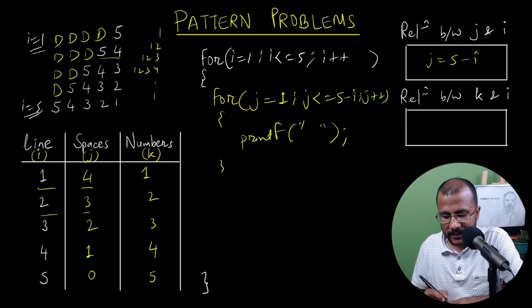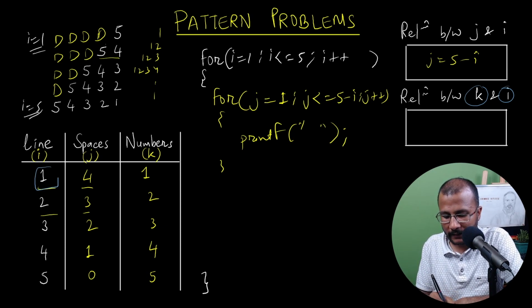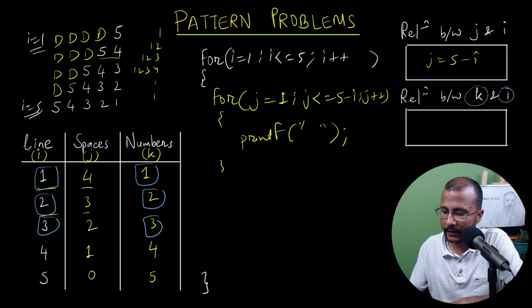Okay, now the interesting part is to find out the relationship between k and i. Again, in line number 1, one number is displayed. In line number 2, there are 2 numbers displayed. Line number 3, 3 numbers displayed. So I can write, if total numbers are represented by k, k is equal to i.